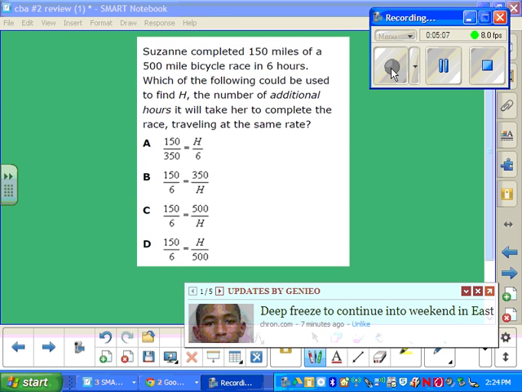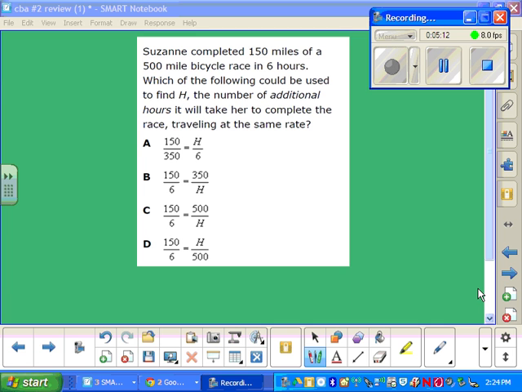Susan completed 150 miles of a 500-mile bike race in 6 hours. Which of the following could be used to find H, the number of additional hours it takes for her to complete the race, traveling at the same rate?